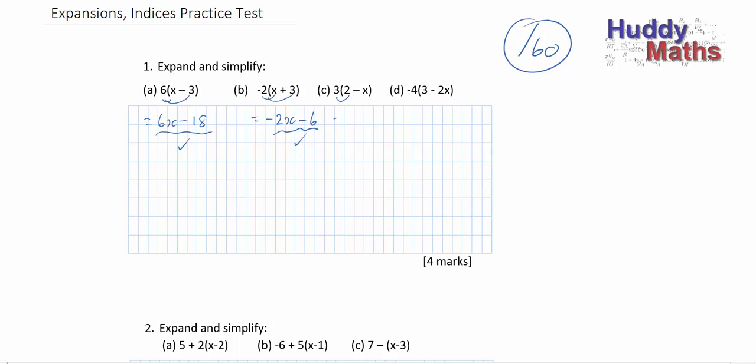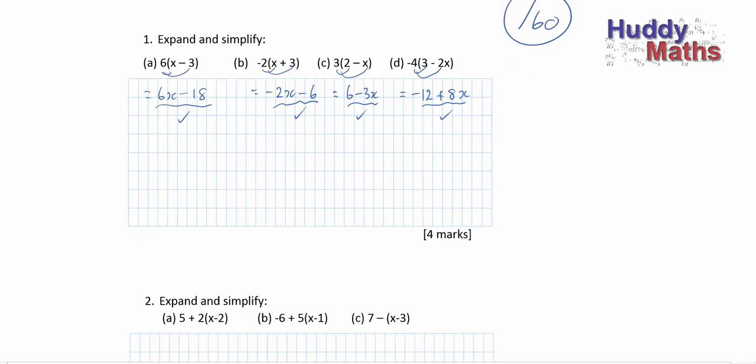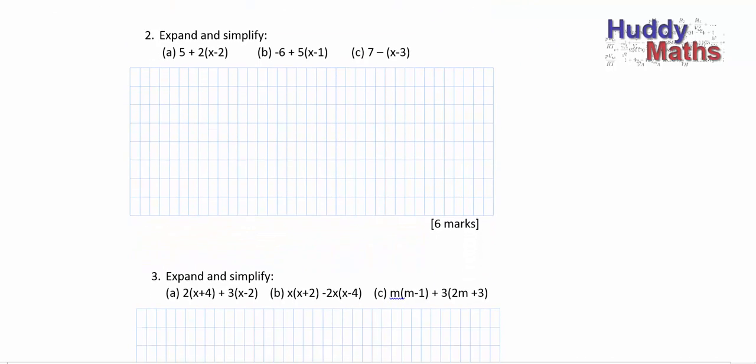3 times 2 is 6. 3 times neg x is neg 3x. 1 mark for that. Well, here's more negatives here. Neg 4 by 3, negative times positive is a negative. Negative 4 by negative 2x is plus 8x. So there's 4 marks, first 4. I hope you got those. Let's go on now and have a look at question 2.